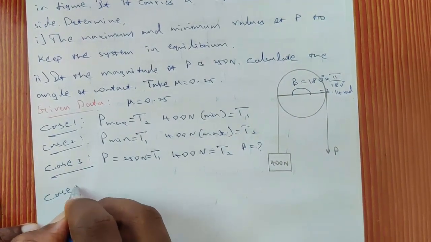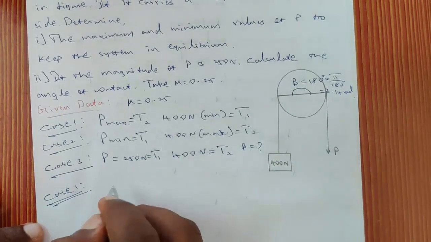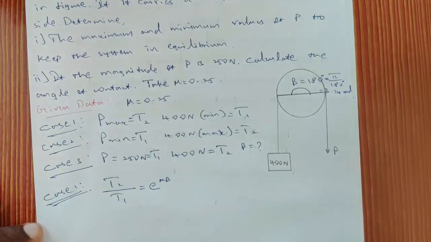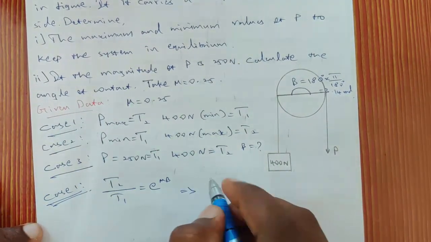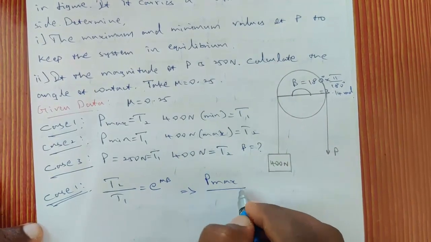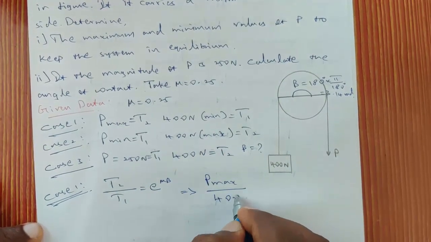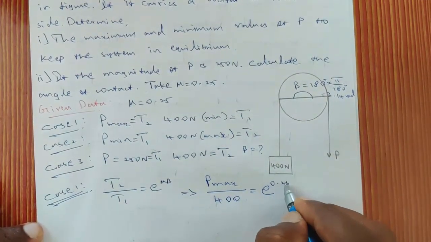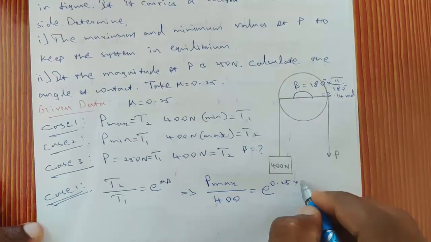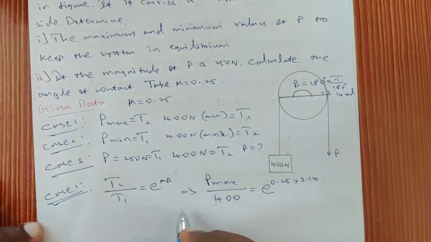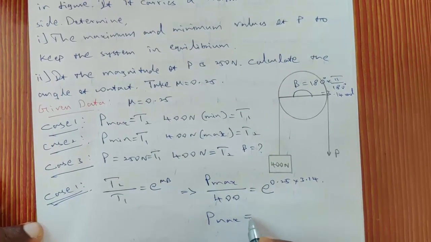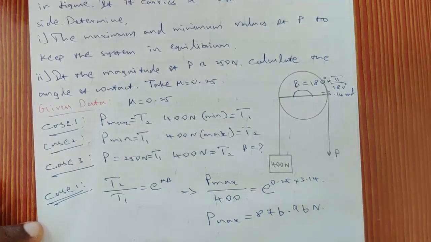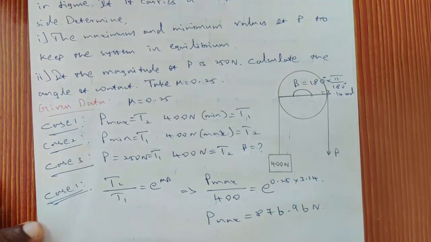Case 1: we know that the velocity ratio T2 by T1 is equal to e power mu beta. In case 1, T2 is P max, so P max divided by 400 is equal to e power mu, where mu is 0.25, into the beta value 3.14. If you solve this, you will get P max equal to 876.96 Newton.